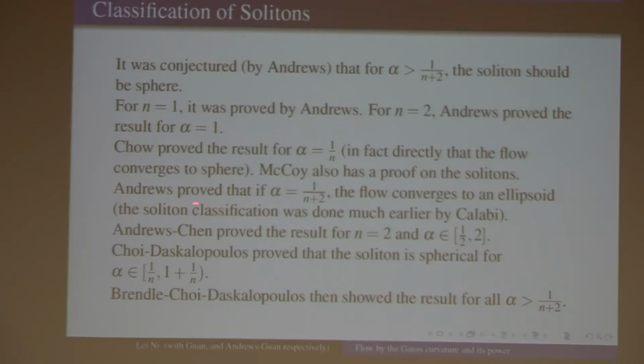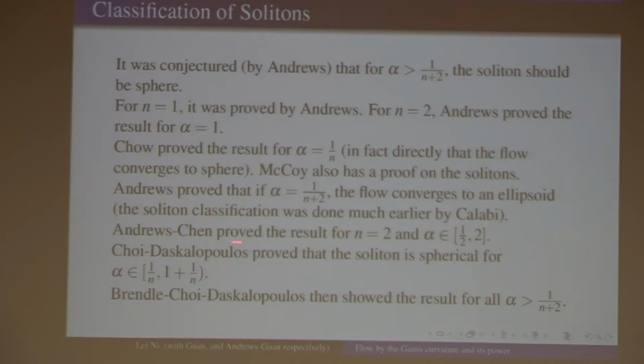Right, so Ben Andrews also proved it for alpha equals 1 over m plus 2 cases. The soliton case for that particular one, in fact, was done by Calabi. Calabi wrote a paper where he studied these crazy C3 estimates. So he proved this using C3 estimates.